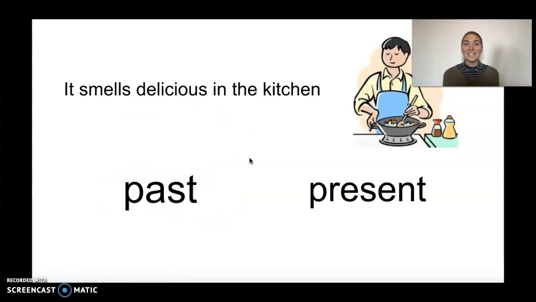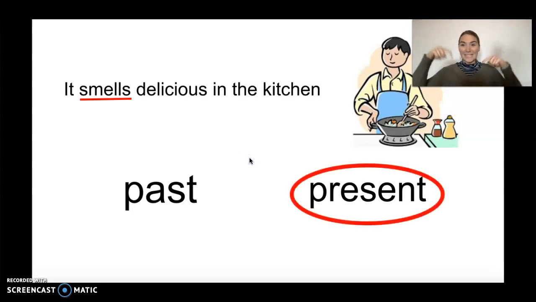It smells delicious in the kitchen. What is the verb in this sentence? The verb is smells. Smells. Is this happening in the past or is it happening in the present? It is happening in the present. That verb smells does not have an ed.